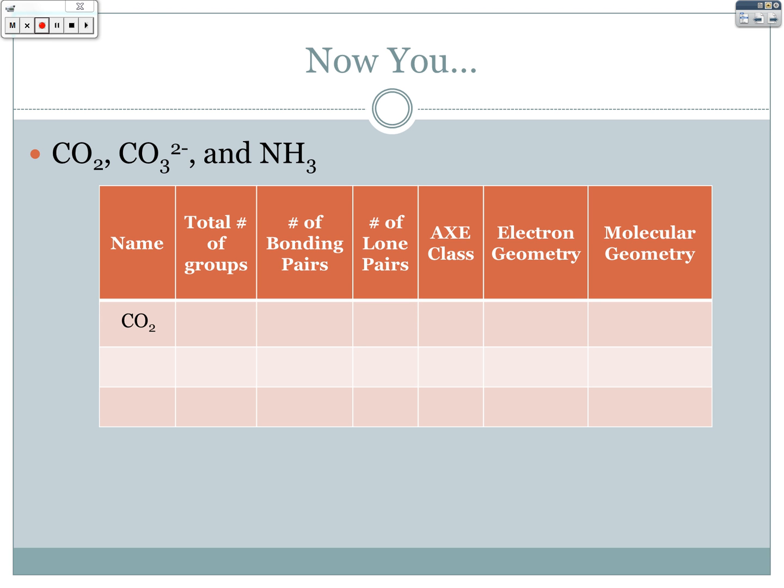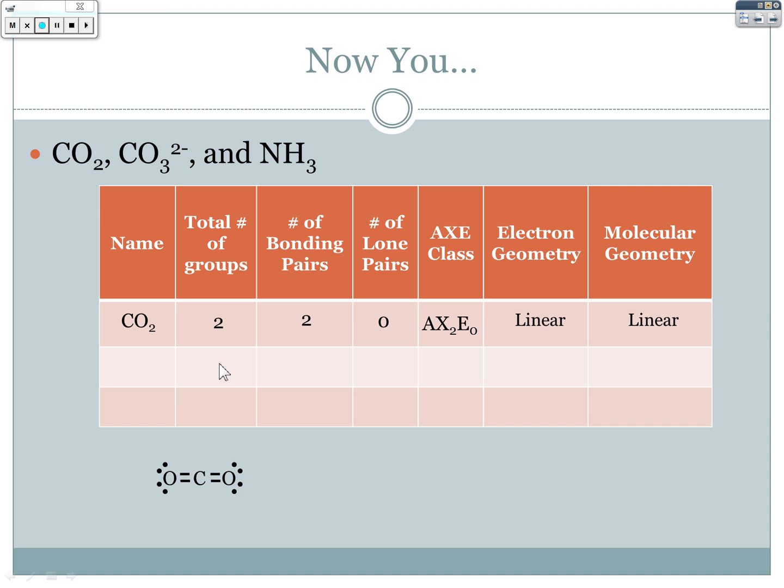So if we have carbon dioxide, the total number of groups around carbon would be 2, right? Just 2 oxygens. The number of bonding pairs should actually be, oh yeah, sorry, just 2. We've got oxygen and oxygen. Here, double bonds are considered 1 bonding pair. The number of lone pairs would be 0. So we've got AX2E0. This is linear and linear.